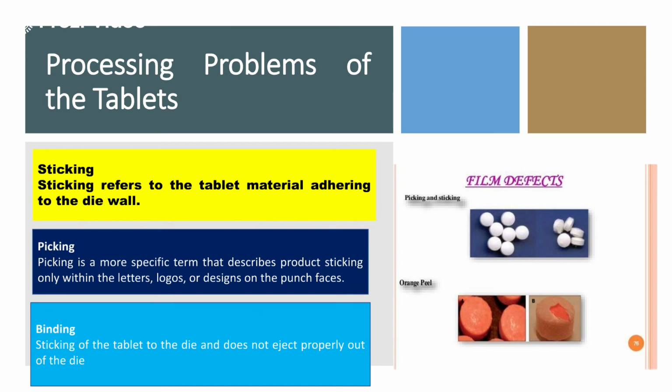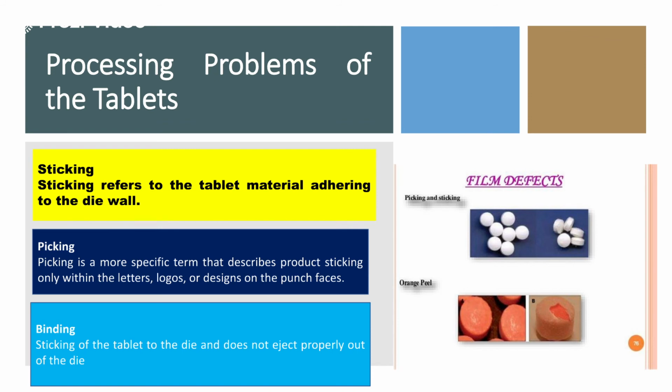Next we move on to other problems like sticking. As the term indicates, some material is left adhered to the die wall, so the tablet as a whole is not able to be retrieved from the die cavity. Some part or the other is left on the die walls. Then picking, which is a more specific term: it describes product sticking only within the letters or logos or design on the punch faces. On the punch faces, the material sticks out while writing down the letters or logos. So these are sticking and picking problems.